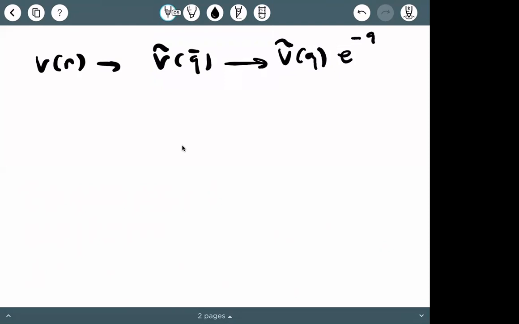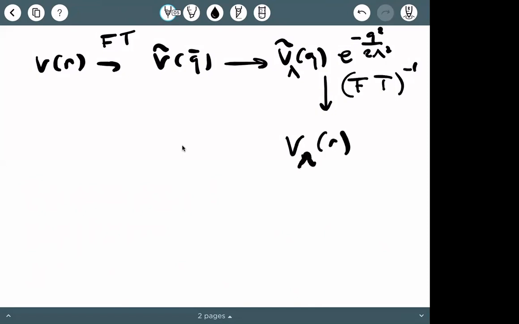For instance, a smooth cutoff, but it doesn't have to be a smooth cutoff, of course. It can be a step function. And then we anti-Fourier transform it. So this was V lambda, because now the potential depends on the cutoff. And then when you anti-Fourier transform it, you get a V lambda of r, a regularized potential.